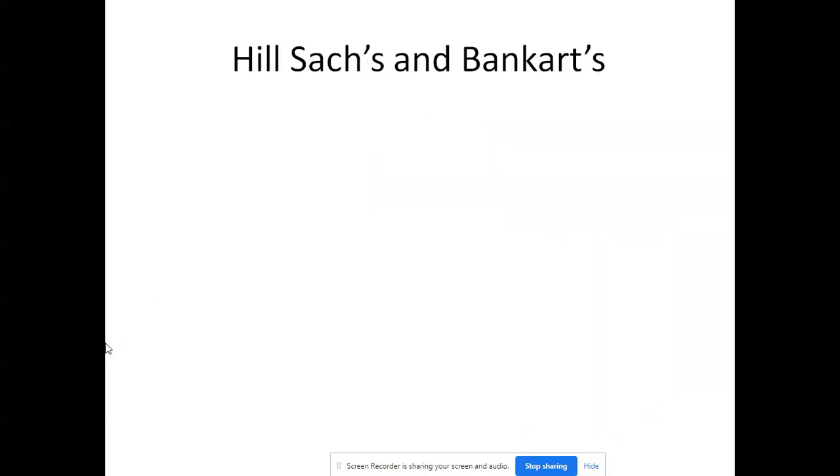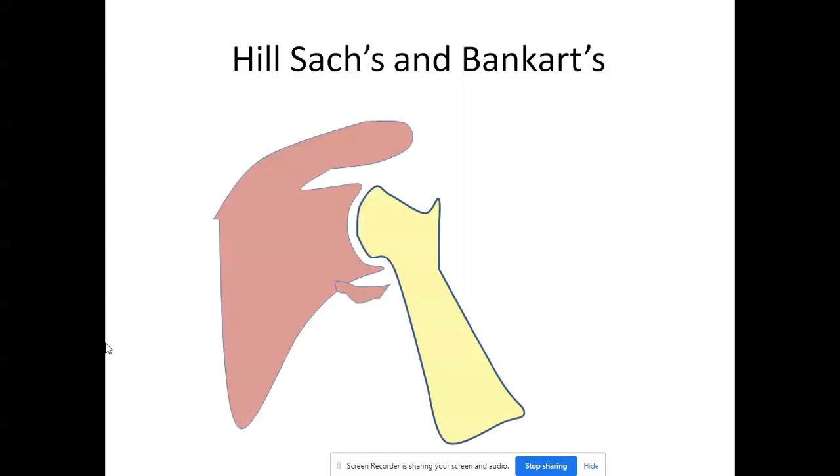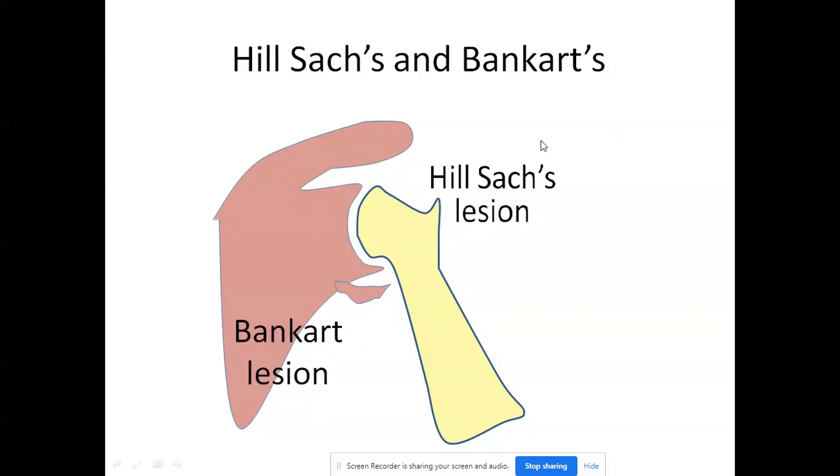What is Hill-Sachs and Bankart lesion? Let's look into the diagram. The pinkish shaded part is your scapula, whereas the yellowish part is your humerus. When we are talking about Bankart's lesion, it is the lesion of the glenoid labrum. You can see there's something torn from this part, that is your Bankart lesion. And the head is not looking normal. There is some trauma to the head, which is depressed. The head on the posterior side is depressed. That is nothing but your Hill-Sachs lesion.